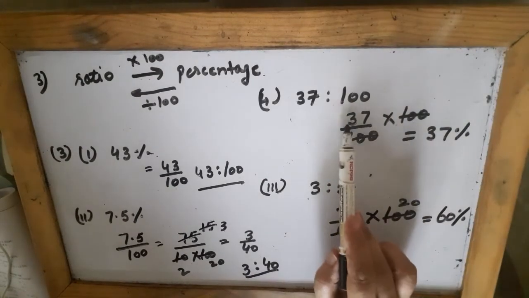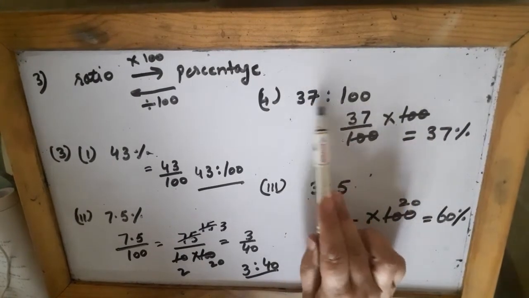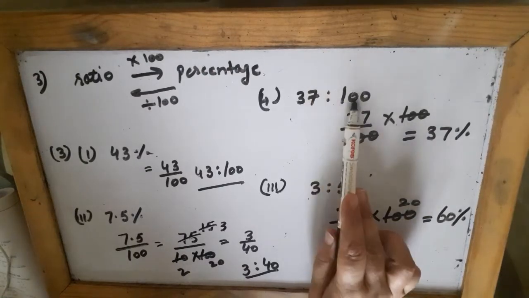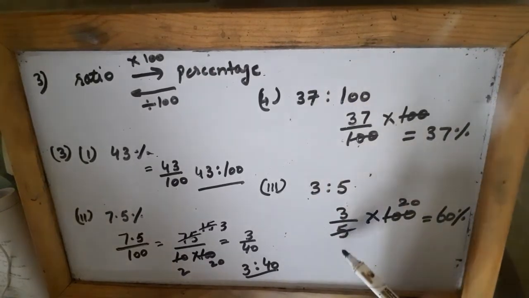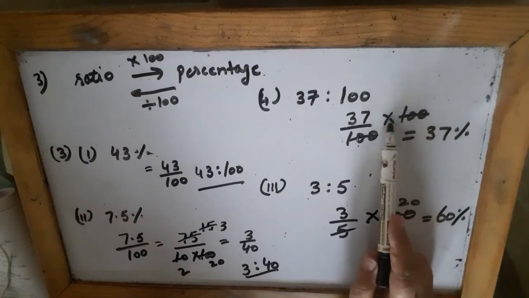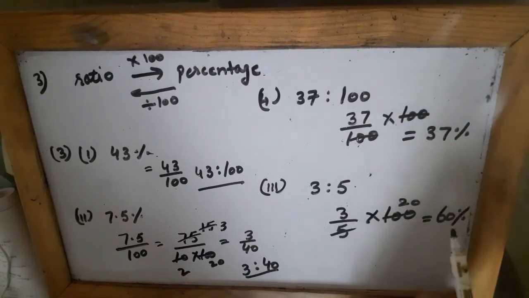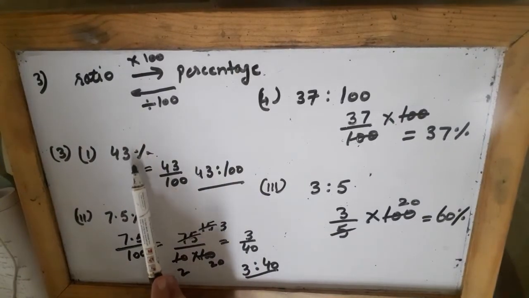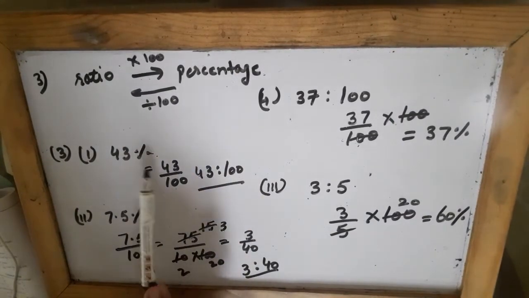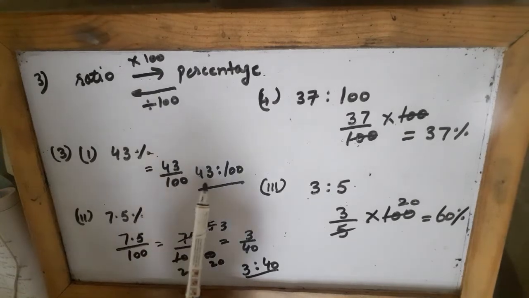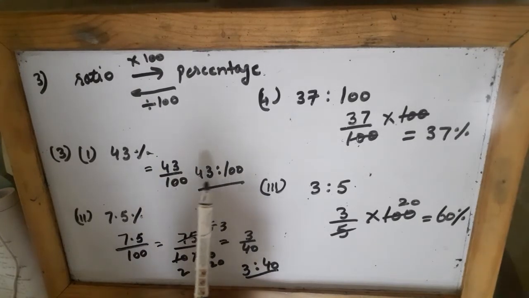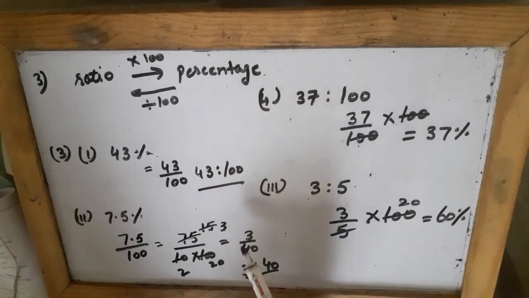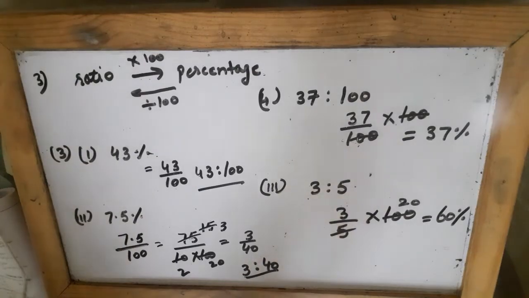So to convert a ratio into a percentage, first you convert the ratio into fraction form, like 3 upon 5, and to convert it into percentage, multiply by 100 and you will get the answer in percentage. And to convert a percentage into a ratio, first you convert it into a fraction, and the fraction I can also write as a ratio. 43 is to 100, and when I reduce this, it becomes 3 upon 40 and the ratio is 3 is to 40.